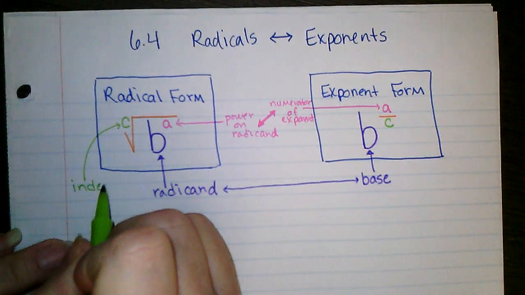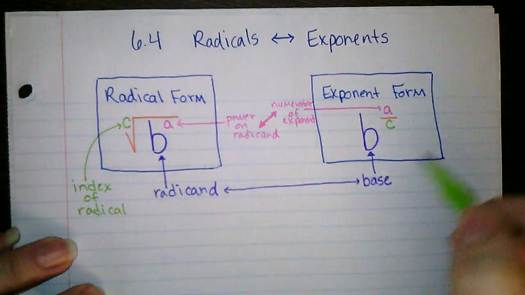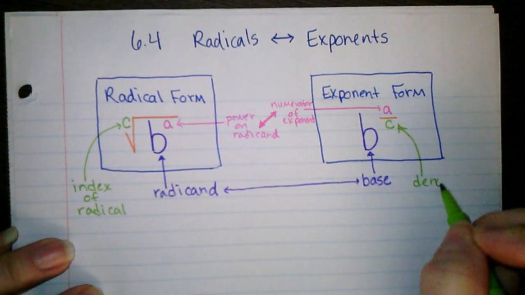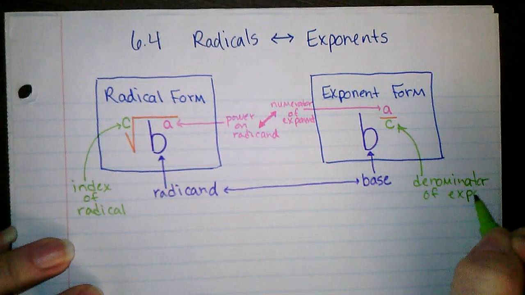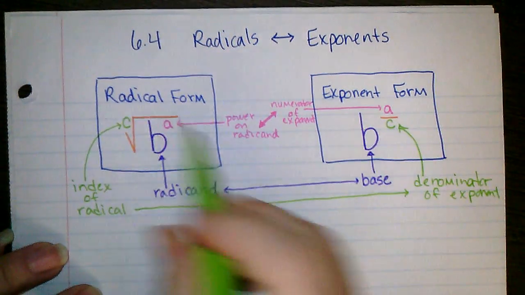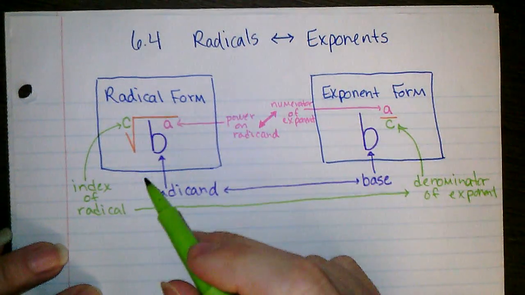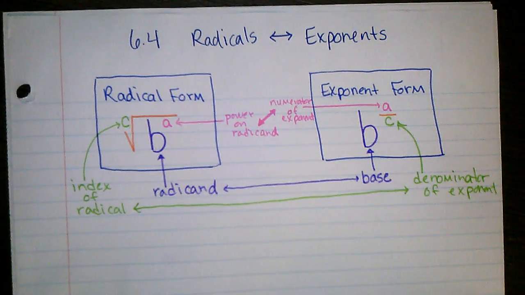This is called the index of the radical. And the index of the radical is going to become the denominator of the exponent, and vice versa. So if I'm changing from radical form to exponent form, the index of the radical becomes the denominator of the exponent. If I'm changing from exponent to radical form, the denominator of the exponent becomes the index of the radical. So we can switch back and forth between radical and exponent form using these guidelines.